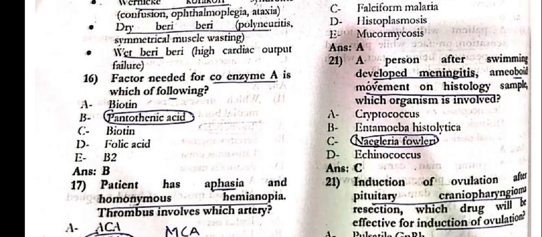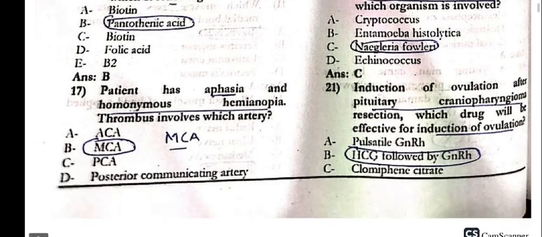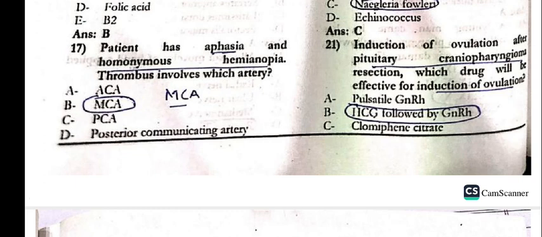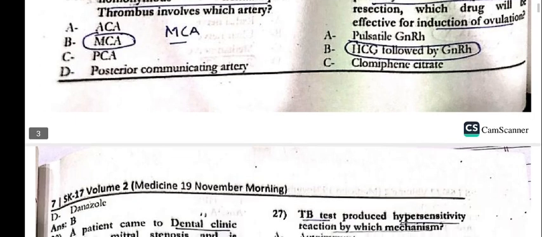21, the patient after swimming developed meningitis. Amoeboid movement on the histology sample, which organism is involved? The Naegleria fowleri. Again, induction of ovulation after pituitary craniopharyngioma resection. Which drug will be effective for the induction of ovulation? That is hCG followed by GnRH.